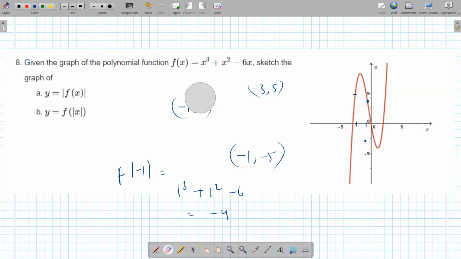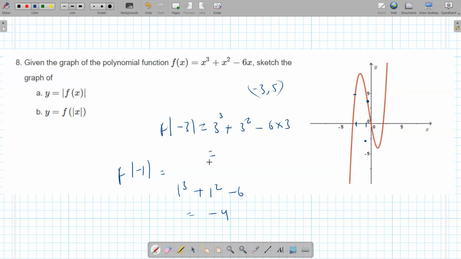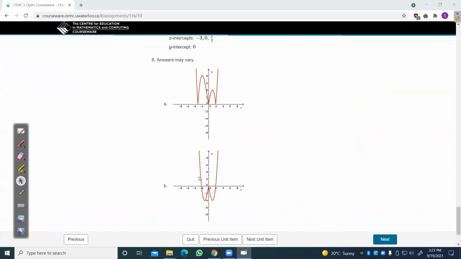But now in this function, what do I do? f of the absolute value of -3 is equal to, you see this x? I'm going to replace that with a 3. 3 cubed plus, you see this? I'm going to replace that with a 3 squared. Because the absolute value of this will always be a positive number, right? -6 times 3. What does that give me? 3 cubed is 27 plus this is a 9. 36 minus this would be an 18. Is that what they have? Yeah, -3, it's right there.